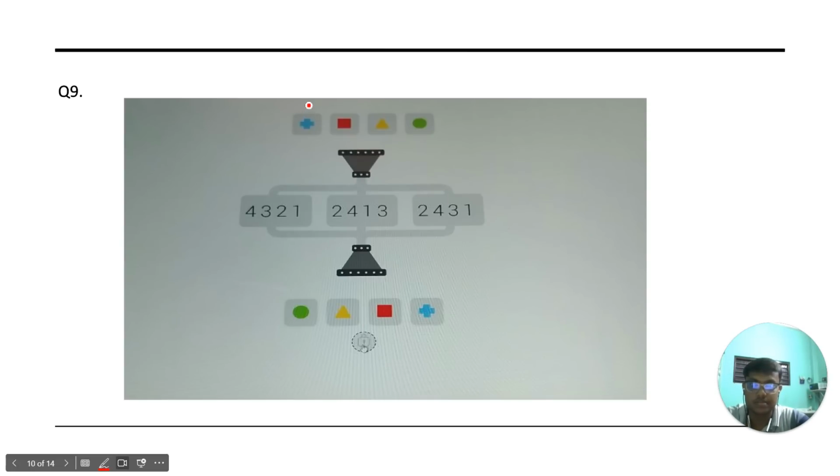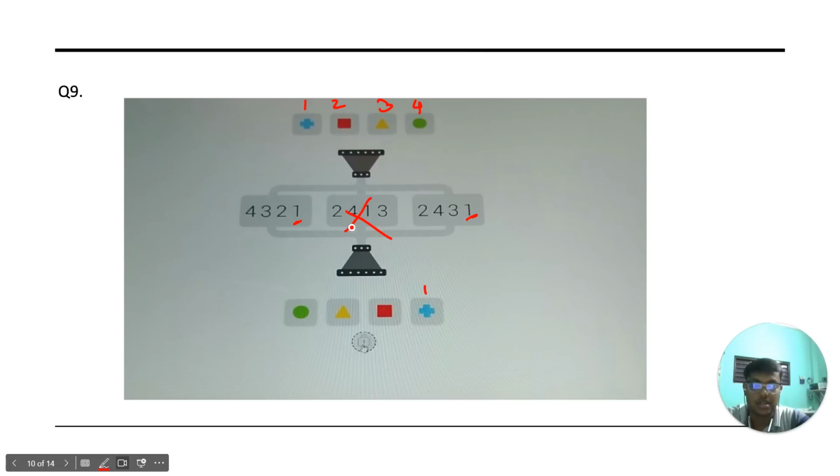In this question, let's mark the symbols 1, 2, 3, and 4. So 1 has moved to the last. So any option that has 1 at last, this option is incorrect. This has 1 at last. This has 1 at last. Let's see the next one.